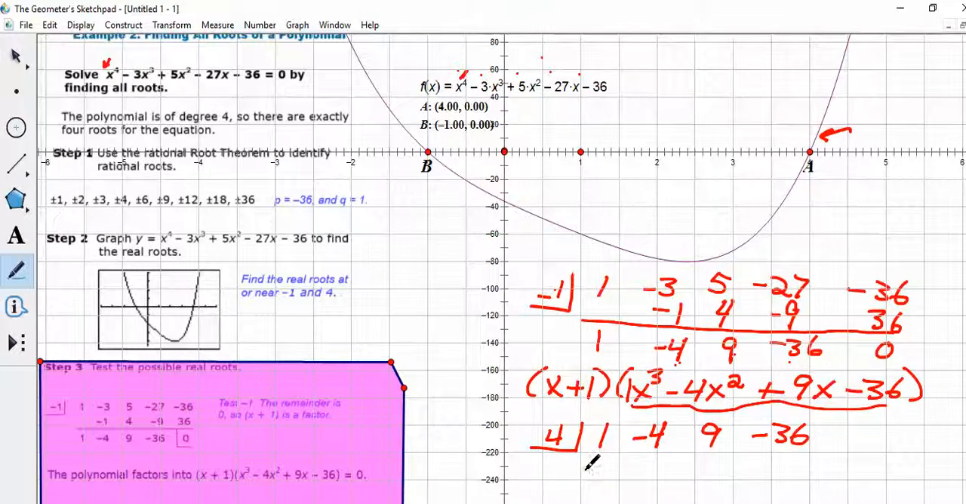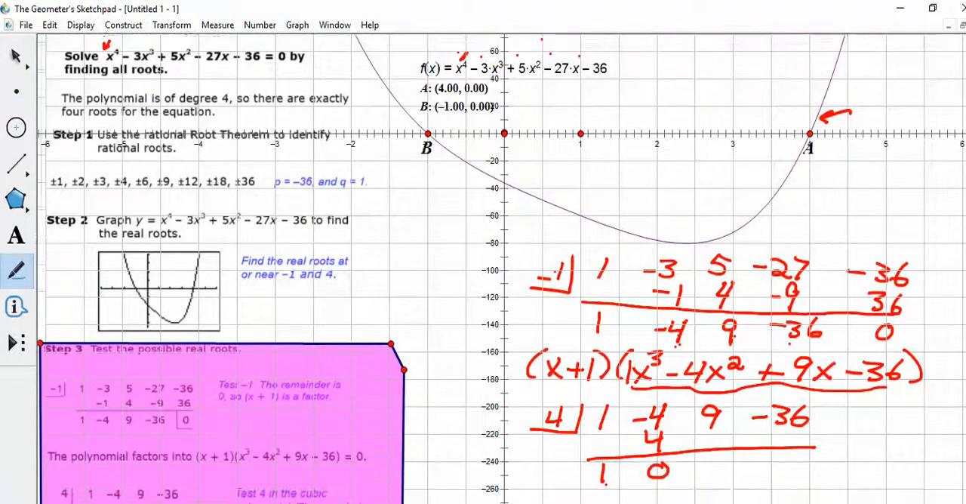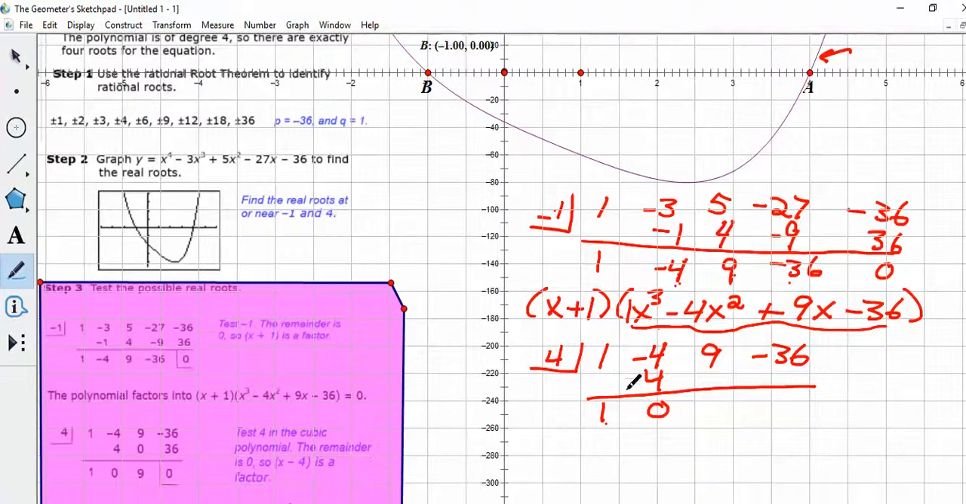Okay, now I'm going to do synthetic division again. I drop down the 1, and I go 4 times 1 is 4, and I put that here. And I add these together, and I get 0. And then I go 0 times 4 is 0. 9 plus 0 is 9. 9 times 4 is 36. And you get a 0, which means that 4 is a root as well.